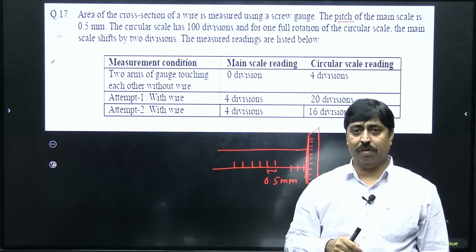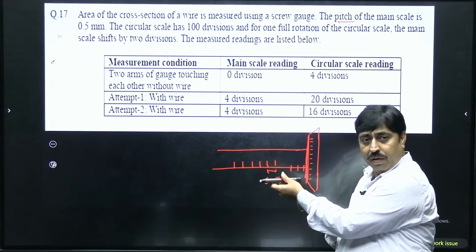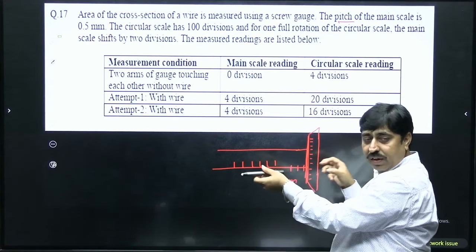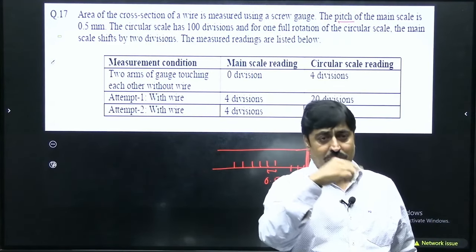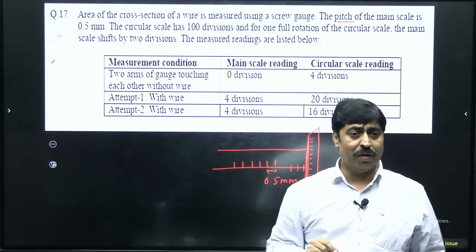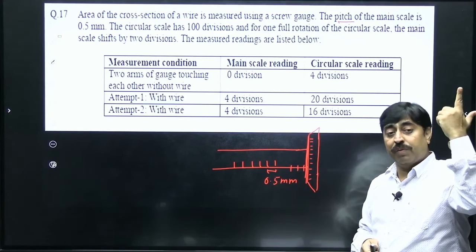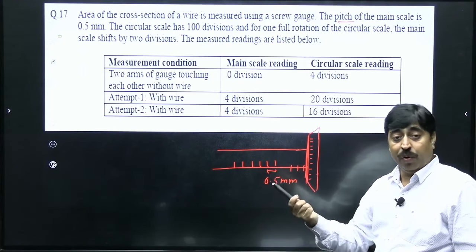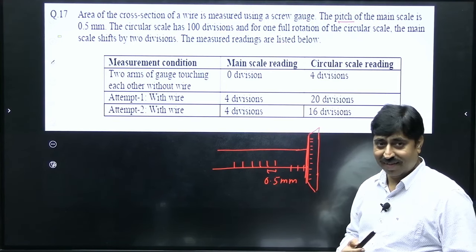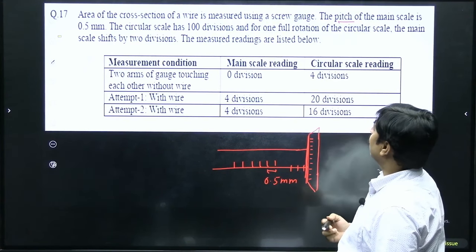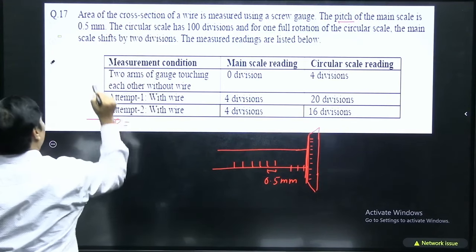Again here the question says, in one full rotation the main scale shifts by 2 divisions. I have objection to this statement. The main scale does not move. Main scale is fixed actually. Where is it moving? This collar is moving actually. It is traveling on the main scale. But anyway, okay. When you give one full rotation, the collar of the circular scale moves 2 divisions on the main scale. So the pitch of the screw, the pitch that we know, is actually 1 millimeter. In one full rotation, it travels by 1 millimeter. Am I right? So pitch is 1 millimeter. I guess I am able to convince you that pitch is 1 millimeter.